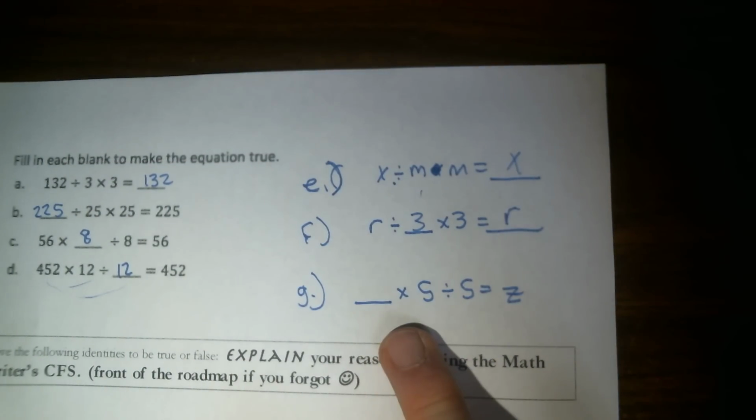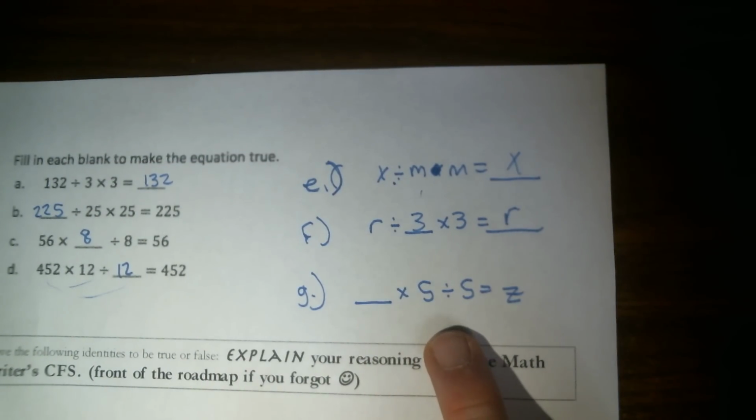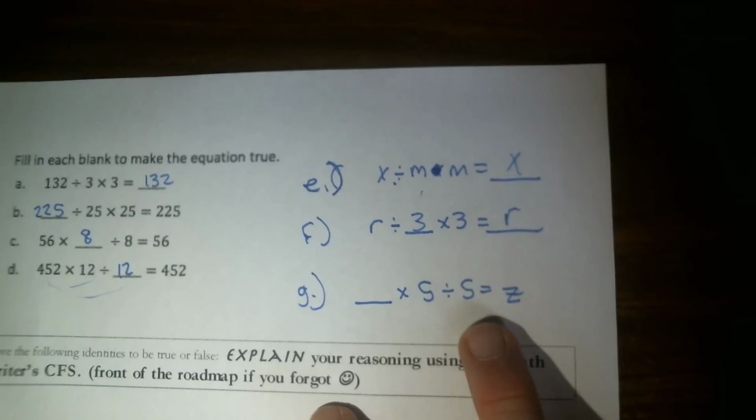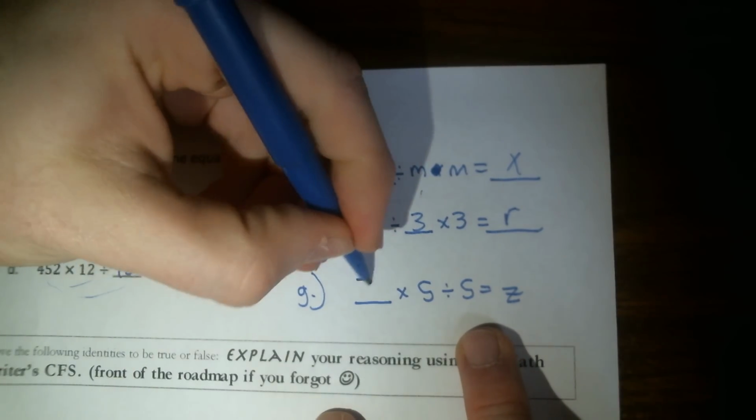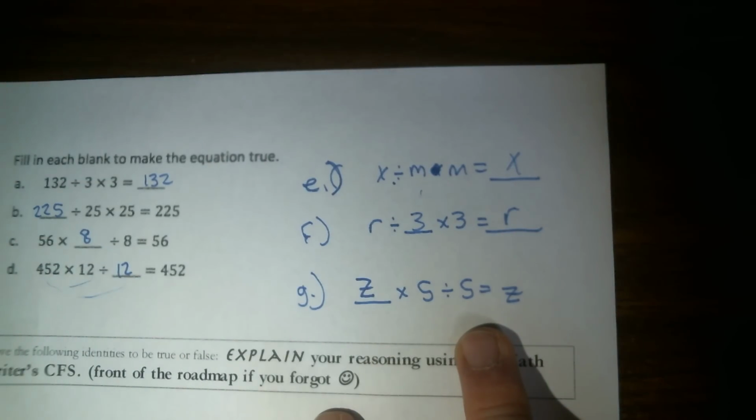All right, last one. You had some number, you multiplied by 5 and then divided by 5, ended up right back at z. So where did we have to have started? We probably started at z. And not probably, we definitely started at z. That's what we've shown with this identity.